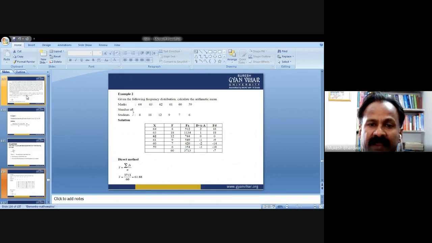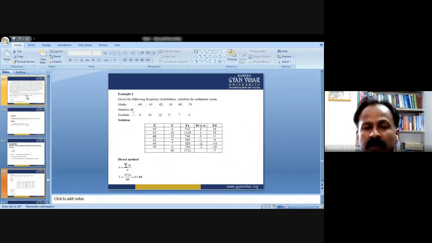So if we add the number of students, this comes out to be 60. We make a table according to the data given: x, that is the marks, and f, that is the number of students, denoted by the frequency. You just do the multiplication of fx, 8 into 64, 512, and so on. As for the third, fourth, and fifth columns, we do not require the fourth and fifth columns. They are just used for shortcut tricks and methods, but we don't require that.